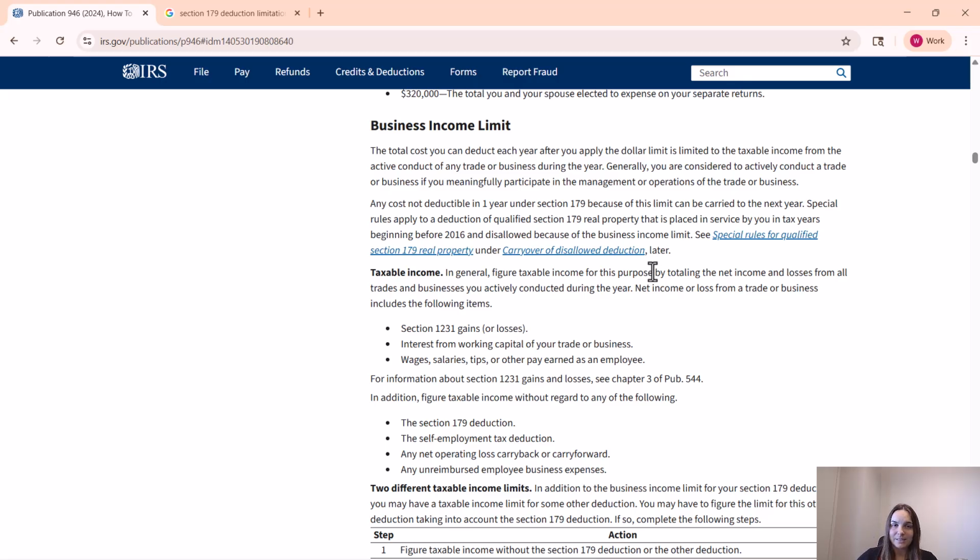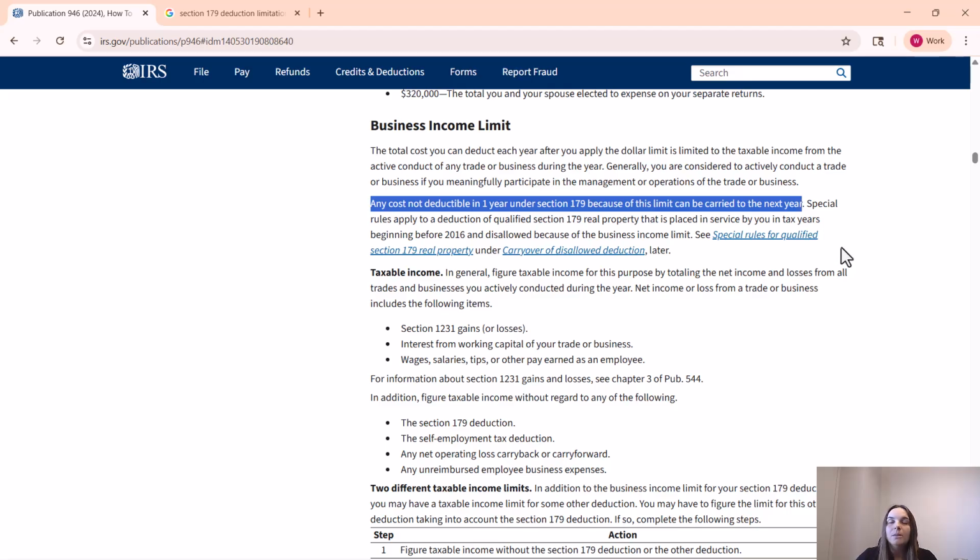However, any cost that is not deductible in 1 year under Section 179, because of the business limit, can be carried to the next year. What that means is, let's say I have $1 million in profit in my business, but I have $1,200,000, or $200,000 in Section 179 that I want to take. So I have $1 million, but I have 1.2 in Section 179. I can take the Section 1.2, but that $200,000 is not deducted in that first year. It gets carried into the following year.